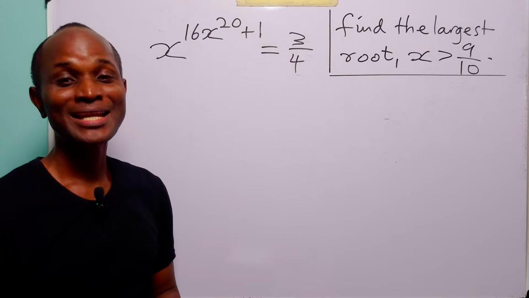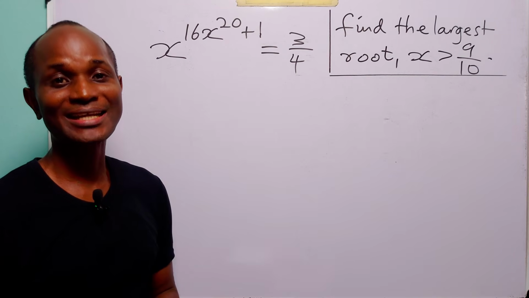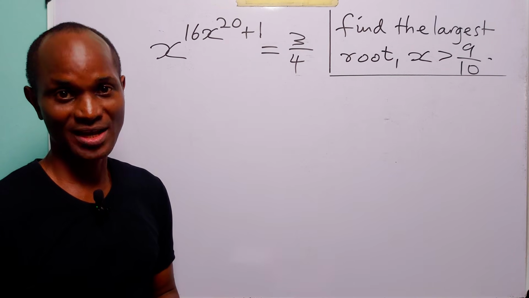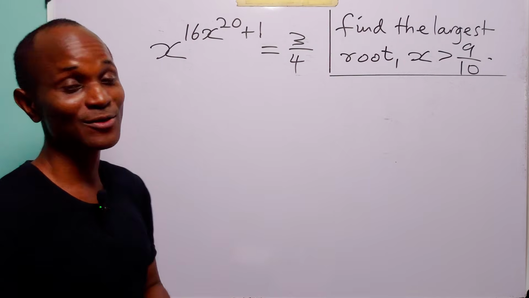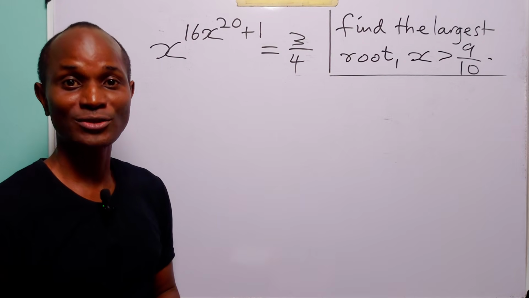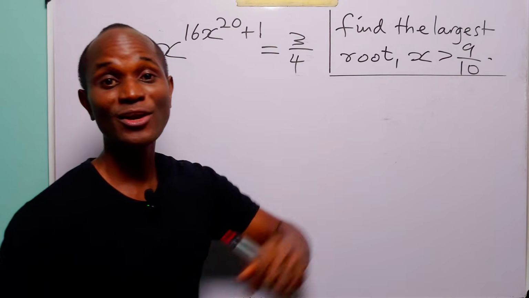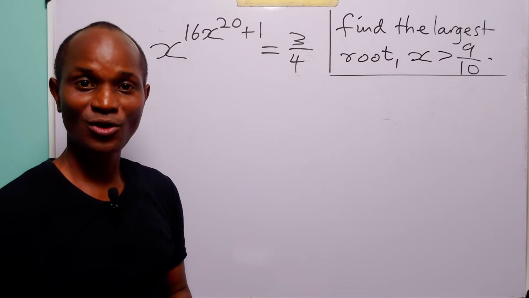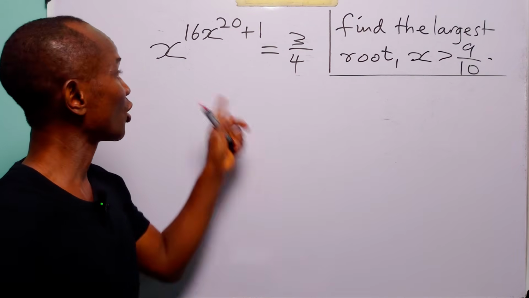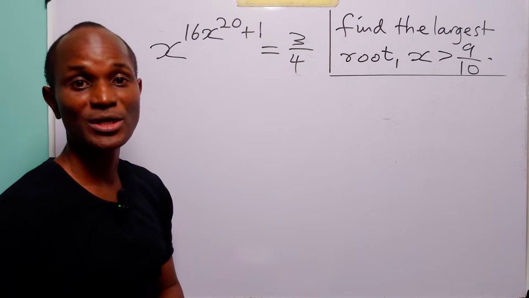Hello and welcome. In this math tutorial, our task is to find the largest real value of x that satisfies this equation. And in the question, we were told that this value of x is greater than 9 over 10. Now, to solve this problem, let us start by taking log of both sides of this equation.